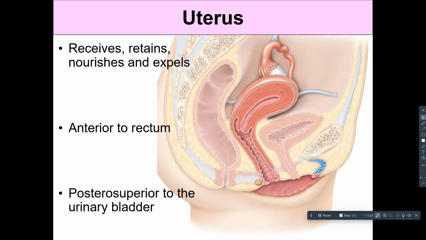All right, speaking of the uterus, it is our next organ here. And the uterus, of course, is going to receive that developing embryo, retain it, allow it to grow and develop, nourish it, and eventually use its smooth muscle to push it out. Note that the uterus is just anterior to the rectum, sort of behind it on top of the urinary bladder.